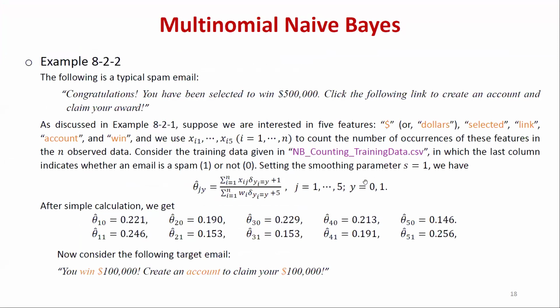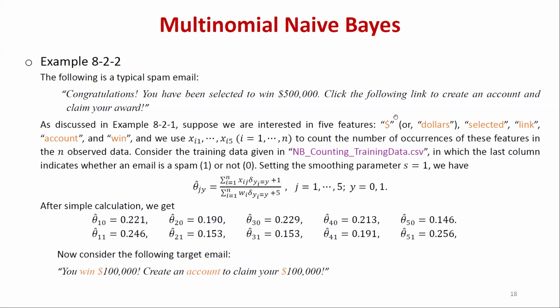Because I'm lazy, I set the smoothing parameter to s equal to 1, and also because by default scikit-learn uses s equal to 1. Okay, now we can use this formula to calculate the thetas. For example, theta 1, 0. Here y equal to 0 means it's not a spam email, sorry.